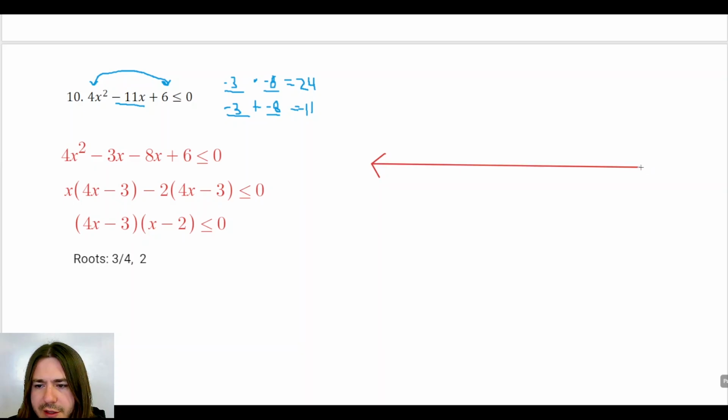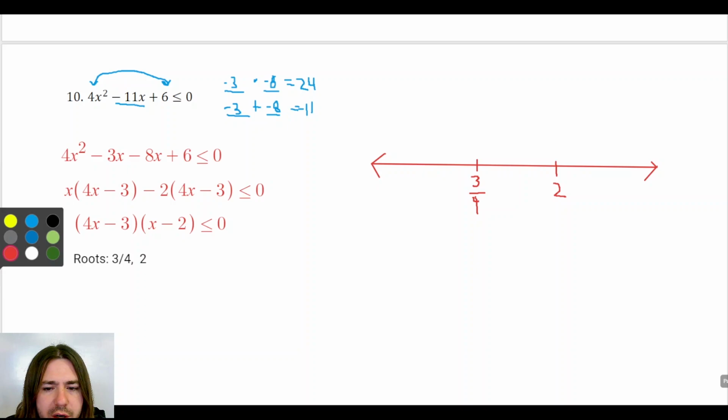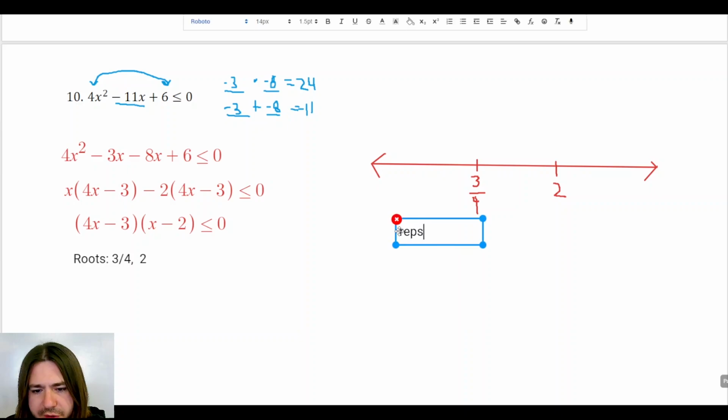Let's try to make a straight line there. There we go. And so we've got 0.75, or 3/4, and 2 as our zeros. And so what we're now looking for is what's going on in between these intervals. So I'm going to pick my representatives to be 0, 1, and 10.